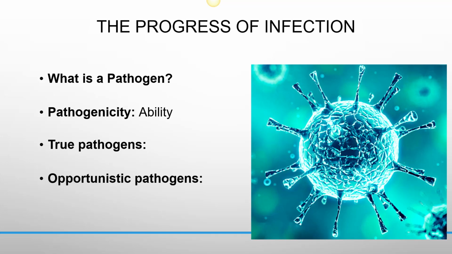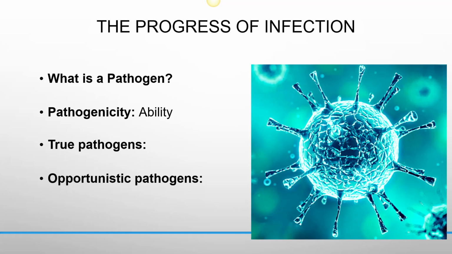So what is a pathogen? Like we talked about earlier, a pathogen is a disease-causing microorganism. Pathogenicity has to do with the ability of a microorganism to cause disease. A microorganism that is highly pathogenic can cause infection in anybody. One that is not very pathogenic would only be able to cause infection in a few people that actually come in contact with the pathogen.